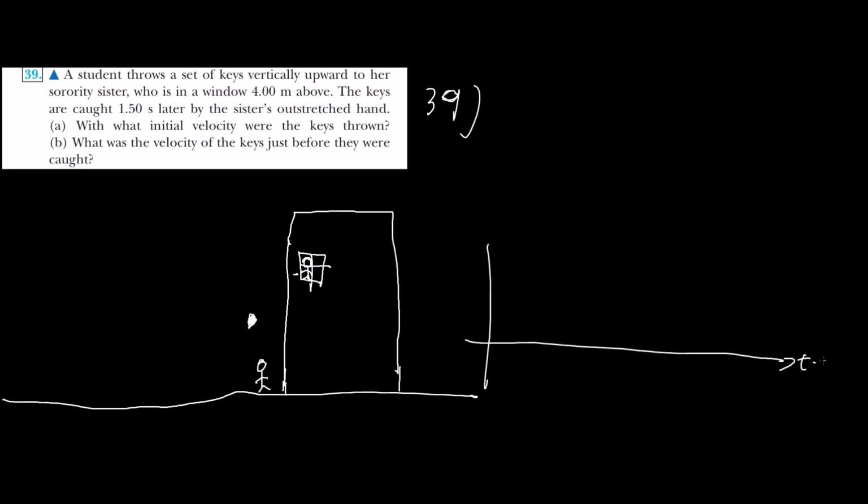This is going to be the t-axis, and this is going to be the y-axis. I'm going to set up the motion as the output versus the time, and it's going to look like this if she doesn't catch it.